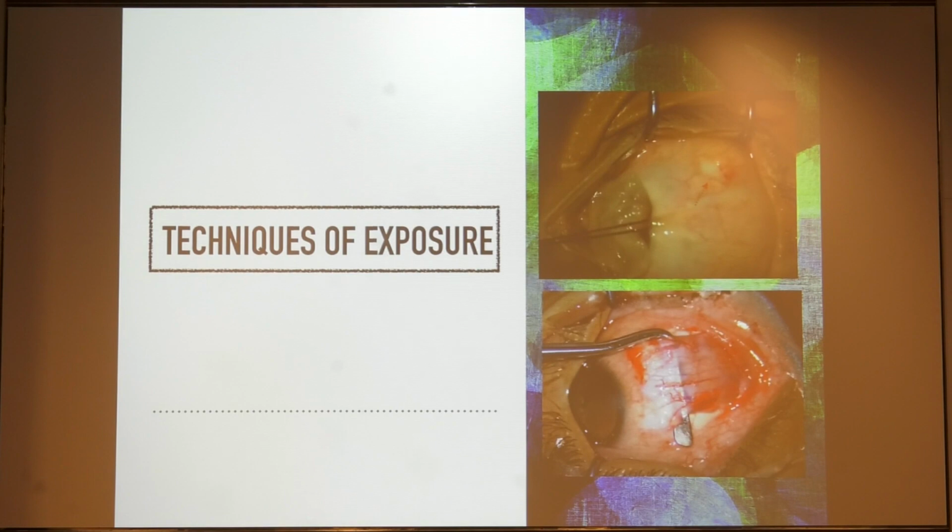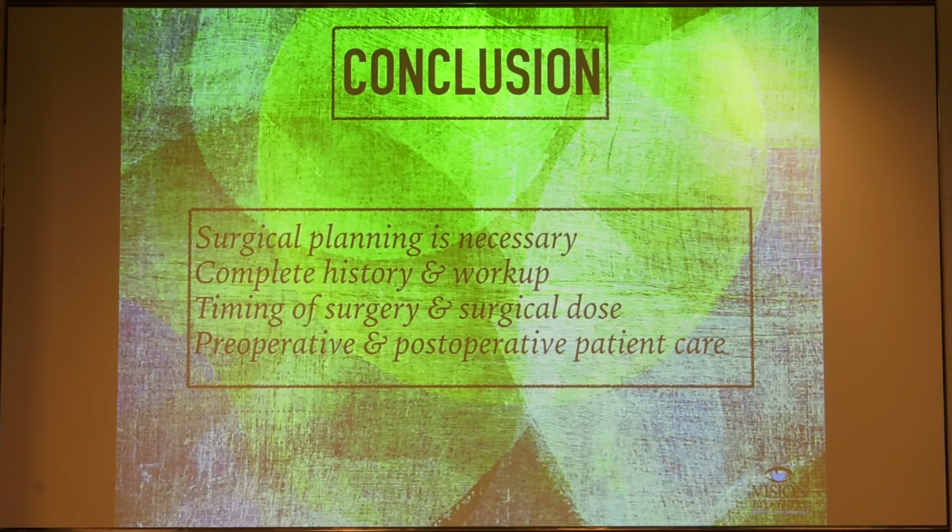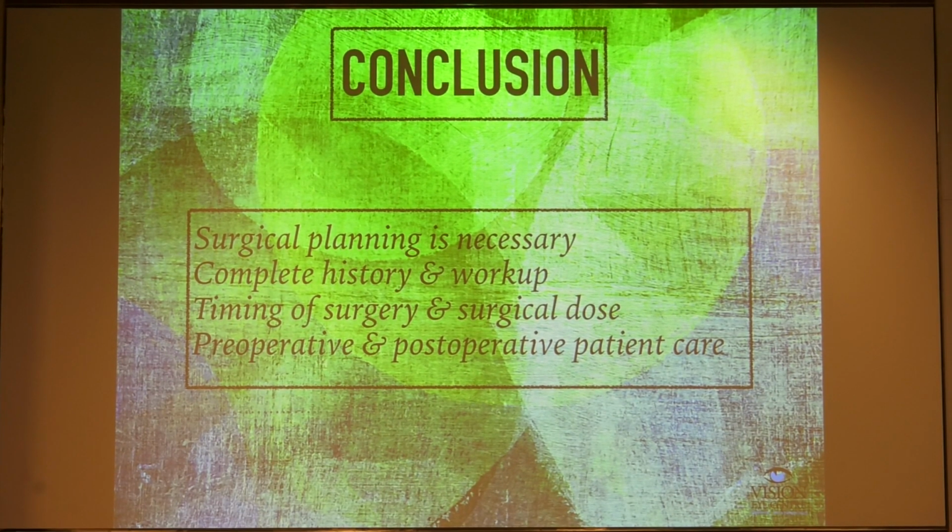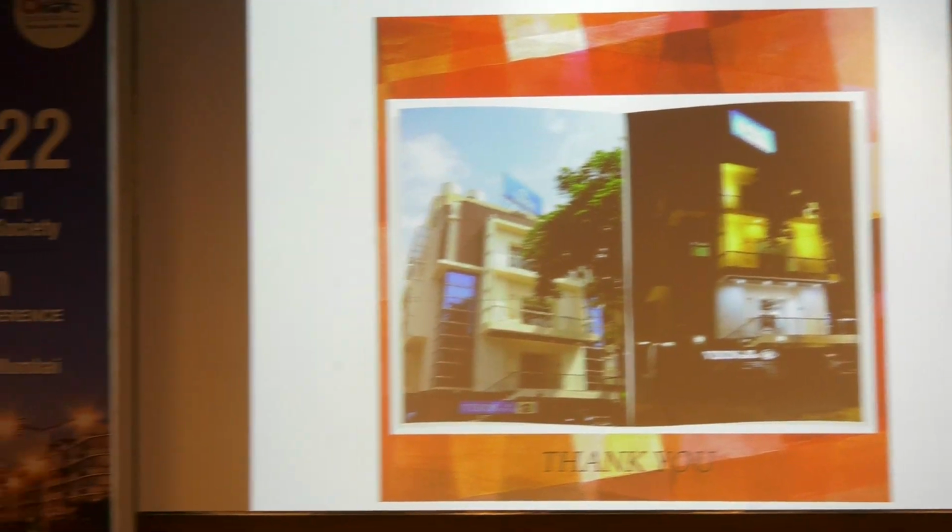The techniques of exposure are fornix and limbal. The fornix incision is most widely used as it is comfortable for the patient, and a limbal incision is used for reoperations. So I'd like to conclude by saying that when we plan a strabismus surgery, a thorough history and workup has to be done. This has to be followed by the correct timing, and we have to decide the surgical procedure and dosage. The preoperative as well as the post-op care of the patient are equally important. Thank you.